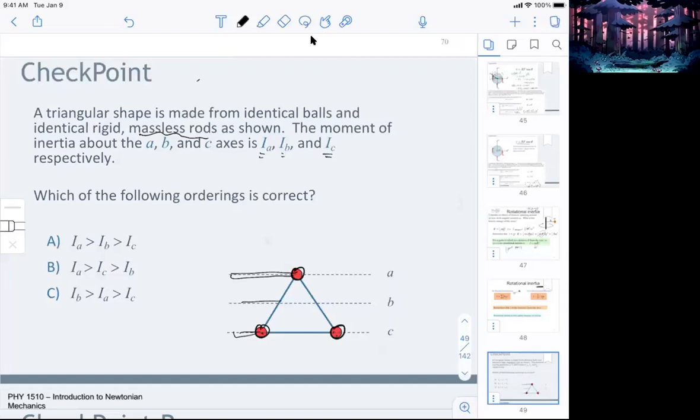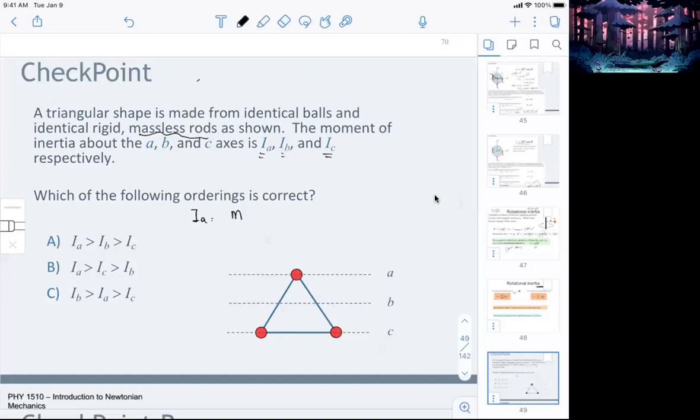Anybody? At A? Point A. And why do you think that is? Because it has the most mass at the farthest point. Yes, very good. I like that you described that in one sentence, have the most mass at the furthest point. So let's see how we actually calculate the rotational inertia for all 3 different situations. So let's do A.